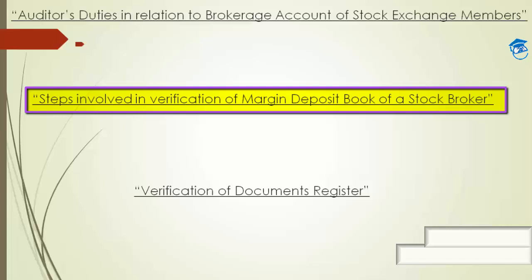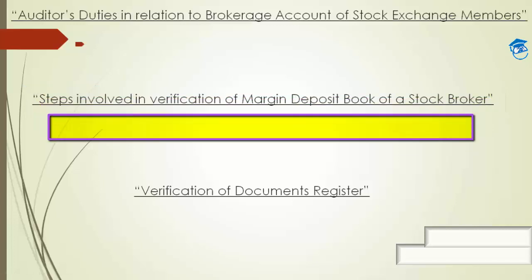You need to verify the margin deposit book in order to ascertain whether the member has complied with all the directions. You need to examine by applying the audit procedures whether the margins have been collected and calculated completely and properly or not. Also, you need to check whether the margin deposits which are lying with the clearing house are supported by confirmation from the clearing house or not. We need to ensure that the adjustment entries are correctly passed at the time of settlement or not. All these things will be covered under the steps involved in verification of the margin deposit book of a stockbroker.